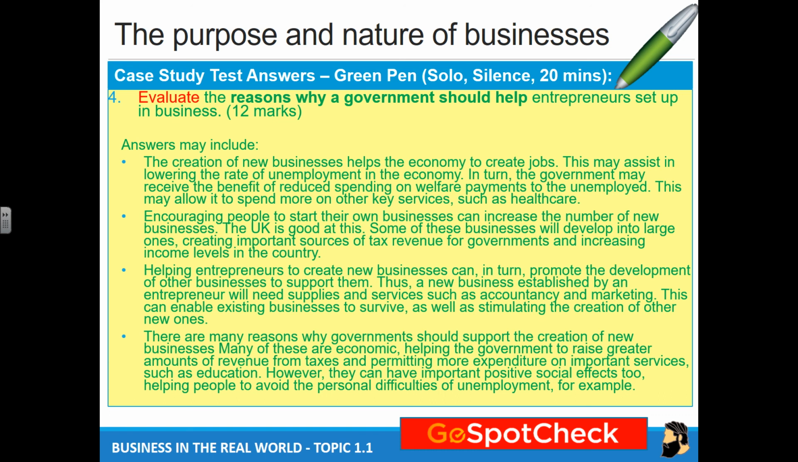However, they can have important positive social effects too, helping people to avoid the personal difficulties of unemployment, for example, because more and more people are working. If they're working, they're making a living, they're earning. If they're earning, they're not going to worry about food and expenses and things like that because they're earning money. It becomes a problem when people don't have a job and therefore they don't make money, and therefore they'll resort to crime because of desperation. So you can see there is another tie there to the betterment of society and the country itself.